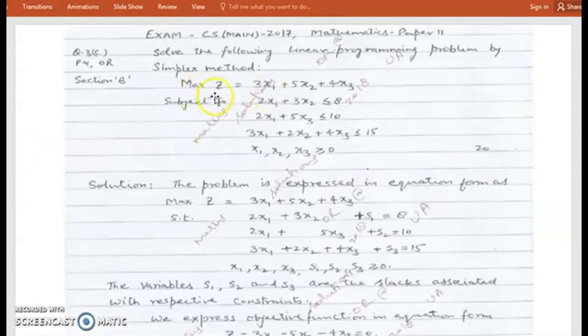This is a question of CSE 2017 Mathematics Paper 2 of Operations Research, question number 3C, Simplex method. The question is maximize z equal to 3x1 plus 5x2 plus 4x3. It's a linear programming problem, and we have to solve it by the Simplex method. The constraints are of less than or equal to sign, and all the variables are positive. This is a question of 20 marks.